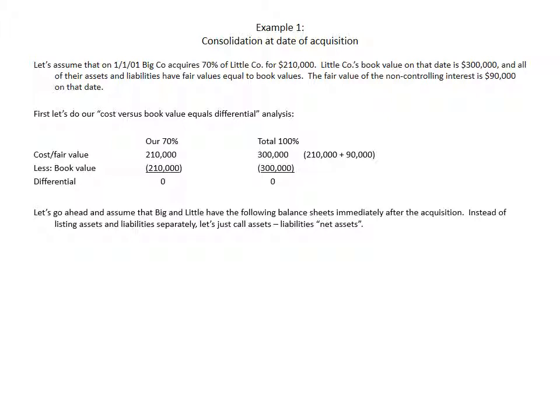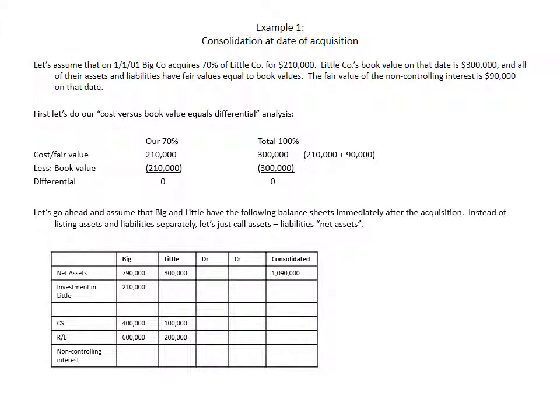Now let's go ahead and assume that Big and Little have the following balance sheets immediately after the acquisition, so on the date of acquisition. Now instead of listing assets and liabilities separately, let's just call assets minus liabilities net assets. There's no reason to clutter up the presentation by saying current assets and long-lived assets and current liabilities and so on. Let's just have a single number representing net assets. So here we see that, again, Little Company has net assets of $300,000. That's matched by their owner's equity, common stock and retained earnings, $100,000 and $200,000.